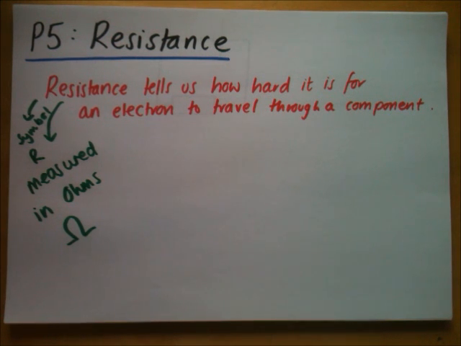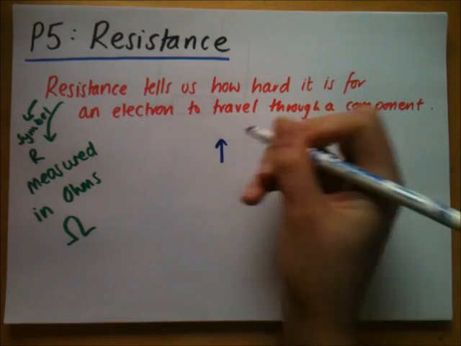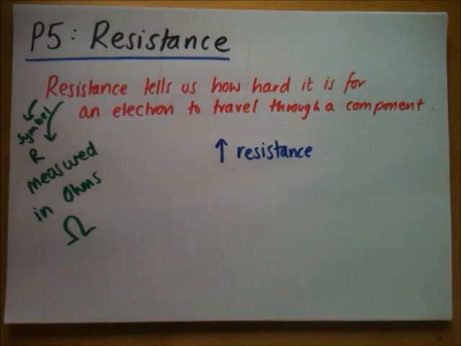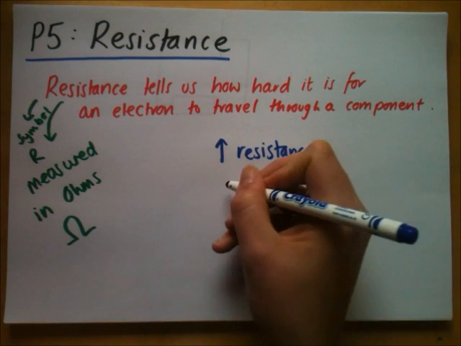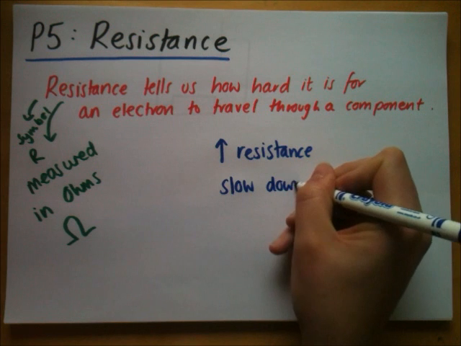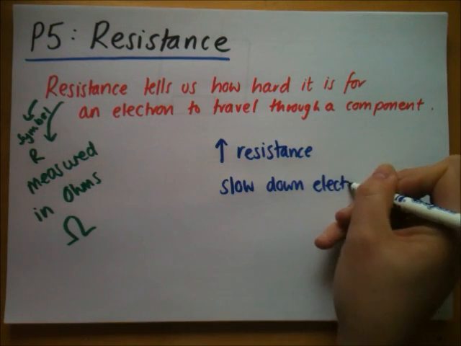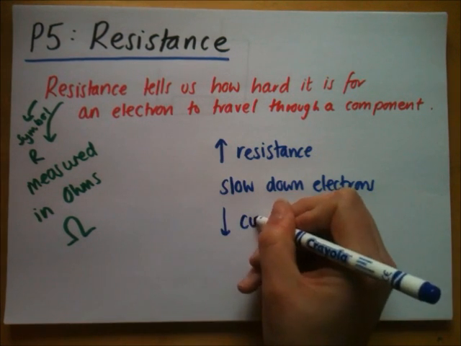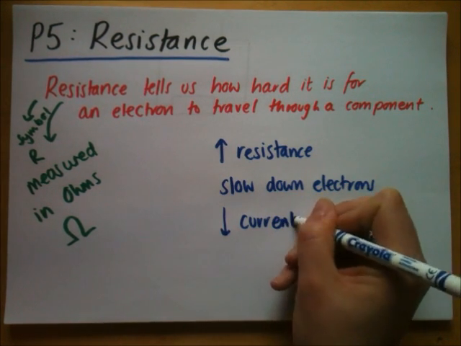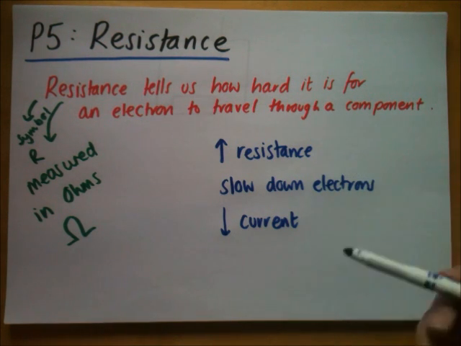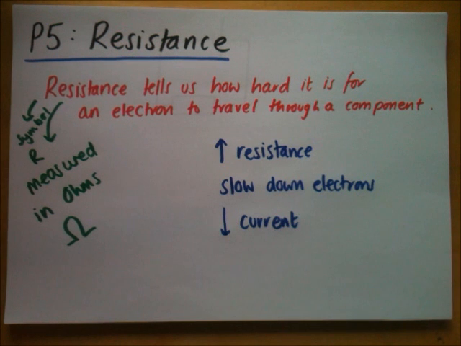Increasing the resistance of something means that we're making it harder for the electrons to get through. Okay, so if we increase the resistance, we're making it harder for the electrons to get through the component. And if it's harder for them to get through, that's going to slow down the electrons. So increasing resistance means we slow down electrons. And we saw a couple of videos back that slowing down electrons means we're decreasing the current because fewer electrons will pass a point in 1 second. So an ammeter would count a lower current. So increasing the resistance decreases the current because it's making it harder to get through.